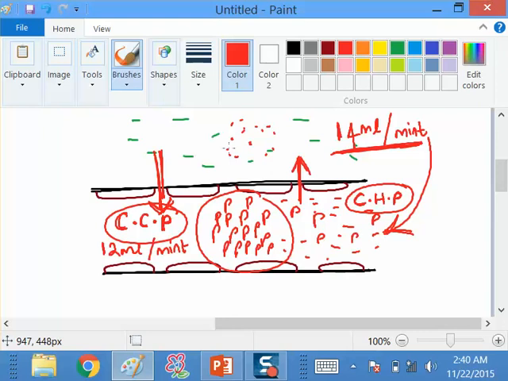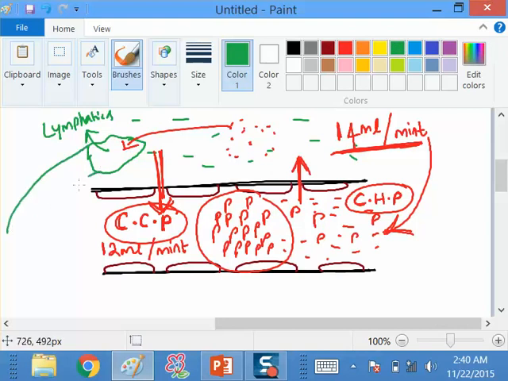That's why in the interstitium, we have a special channel. Have you heard of the lymphatic channel? Yes. That channel is called lymphatics. This extra fluid enters the lymphatics. The lymphatics again drain into the vein. So you get all the fluid back.